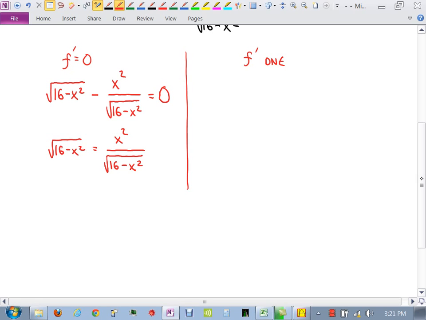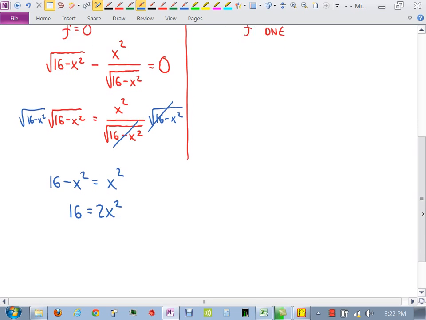Now, multiply both sides by the square root of 16 minus x squared. On the right side, they cancel. On the left side, they're the same, aren't they? So root of something times the root of something, the roots go away. All you're left with is the something underneath. So 16 minus x squared equals x squared. Move x squared over. 16 equals 2x squared.